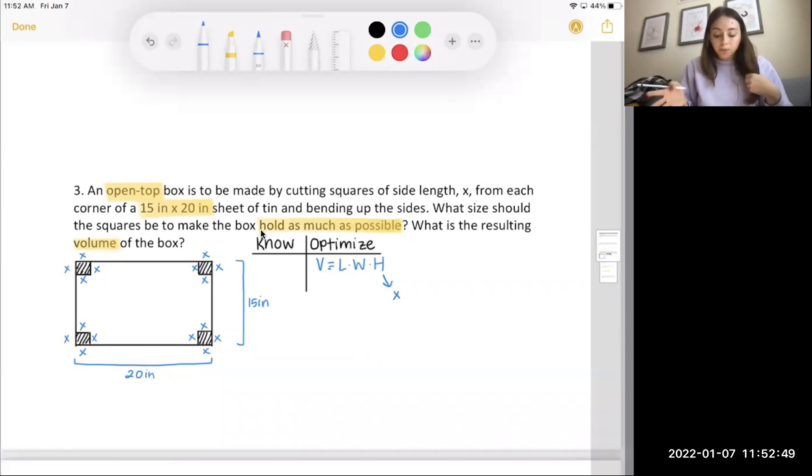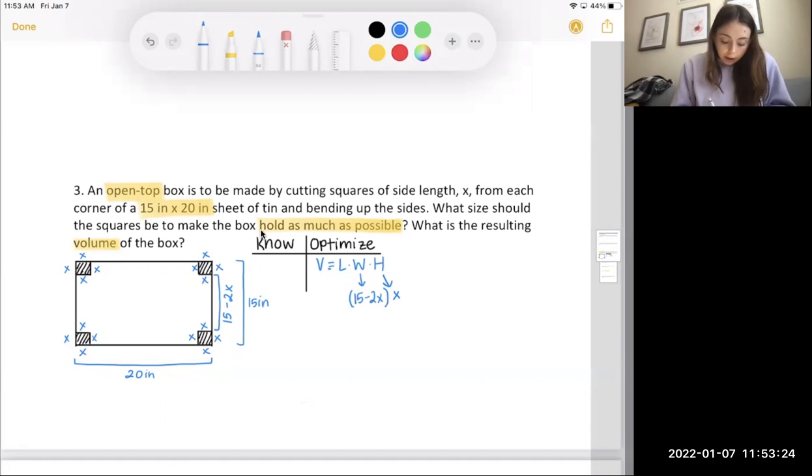Now my width of the box is whatever the width is after I cut out an X from both sides. So basically I'm taking that 15 inches and subtracting 1 X on both sides to give me my new width. So my new width is going to be this piece right here, which is 15 minus 2X. So my width is going to be 15 minus 2X. And then my length, similar idea.